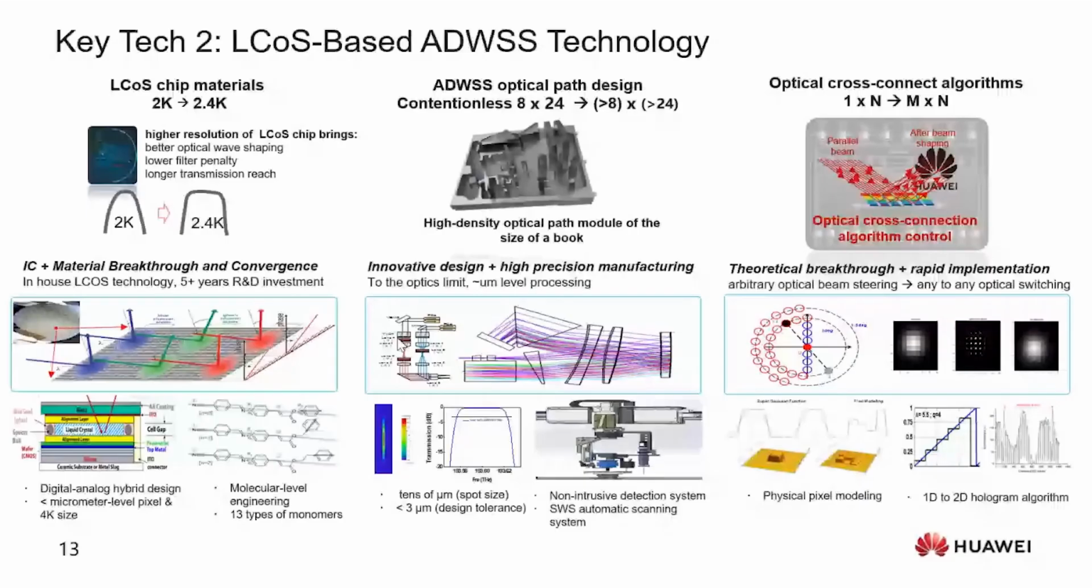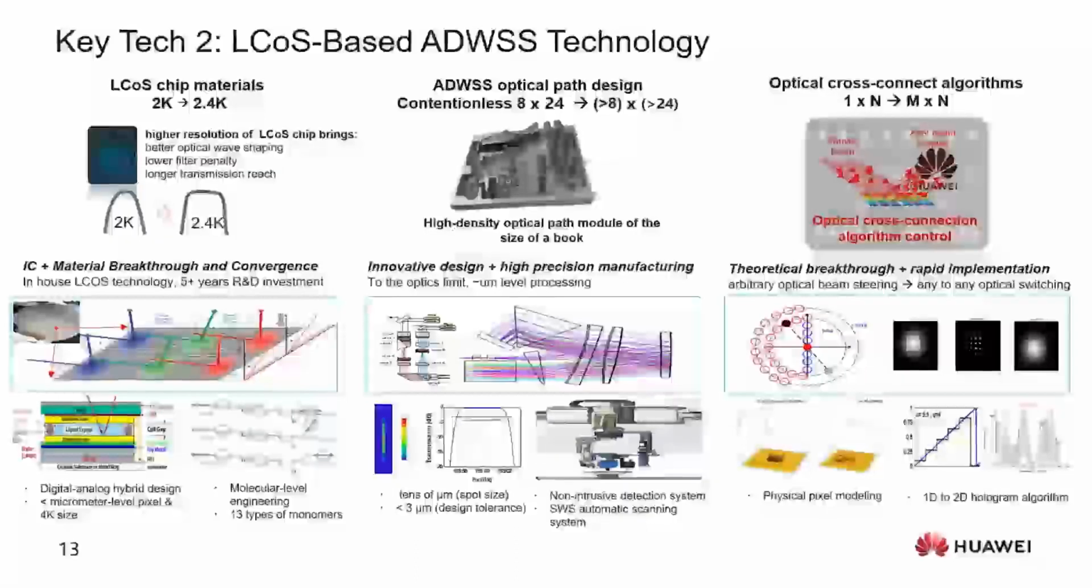So about the LCoS-based ADWSS technology, this is something very traditional space optics and digital optics. So why do I call it digital optics? Because we use the liquid crystal technology. So this is a very interesting component. So in traditional MEMS, for example, we use a mirror to reflect and to make beam steering. But for the LCoS, we use something like diffraction, not reflection.